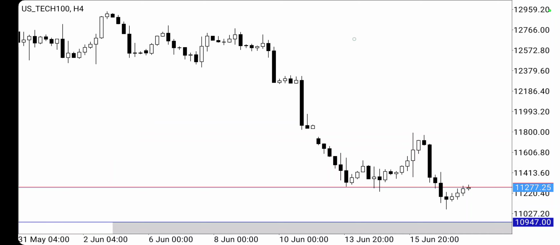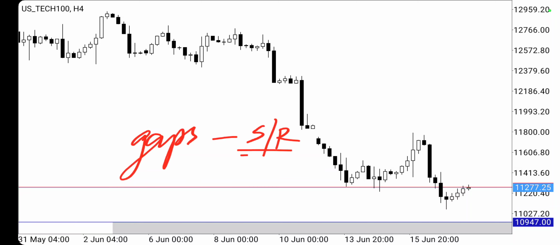So here, I hope I answered the question of gaps and how they affect the way you draw your support and resistance. I hope I answered that.